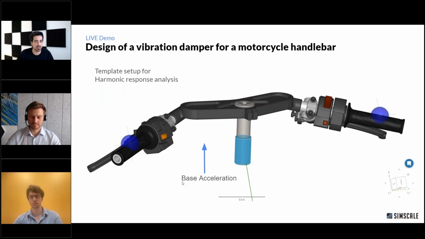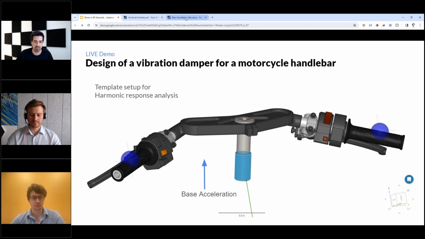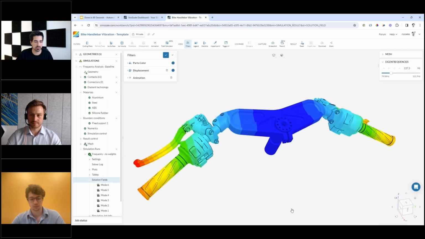Quickly, the physics is very simple, what we're trying to do here. We're mimicking the road vibrations by adding a base acceleration, and we're measuring, right, at the positions where we have the hands, we're measuring the response, right? And we do that over the frequency range where we have the first 6 to 10 eigenfrequencies. So let's jump right over to SimScale to see how this actually works.